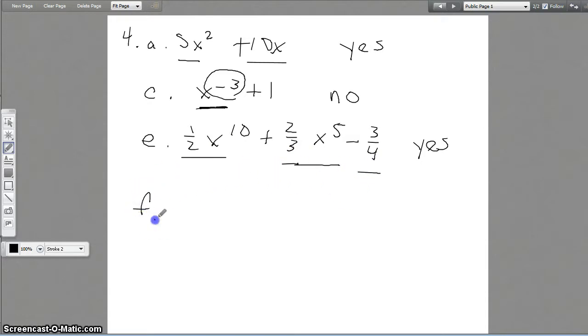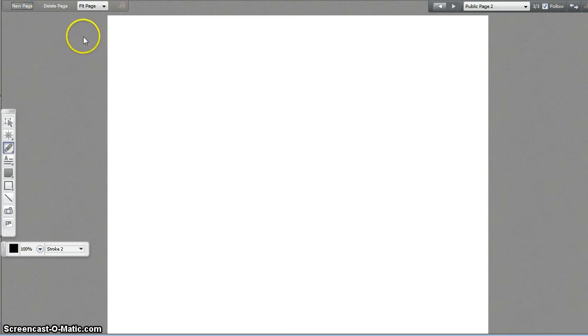Let's look at part F. We have 10 to the x minus 5. This is not a polynomial because 10 to the x is not a monomial. We cannot have our x be the exponent. X has to be our variable. Okay, so now that was number 4, which is just like number 11.